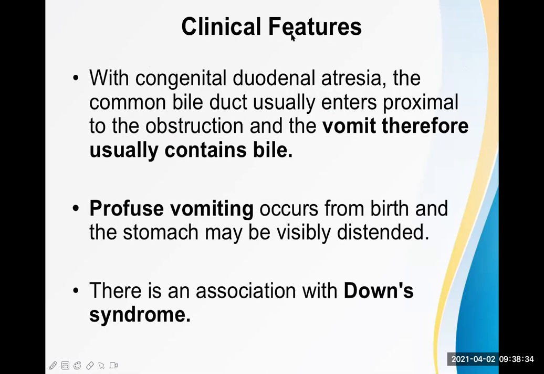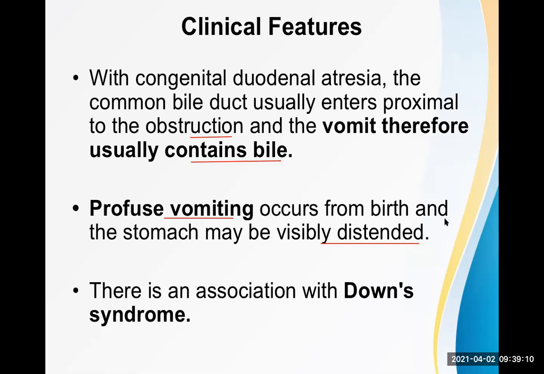Now, what are the clinical features? With congenital duodenal atresia, the common bile duct usually enters proximal to the obstruction, and the vomit therefore contains bile. Just now we talked about that. There may be profuse vomiting from birth, and the stomach may be visibly distended. Now, whenever a baby is drinking milk or taking other types of food, especially at birth, the baby can or should only drink milk. That is also mother's milk. If not mother's, then formula or other types of milk.